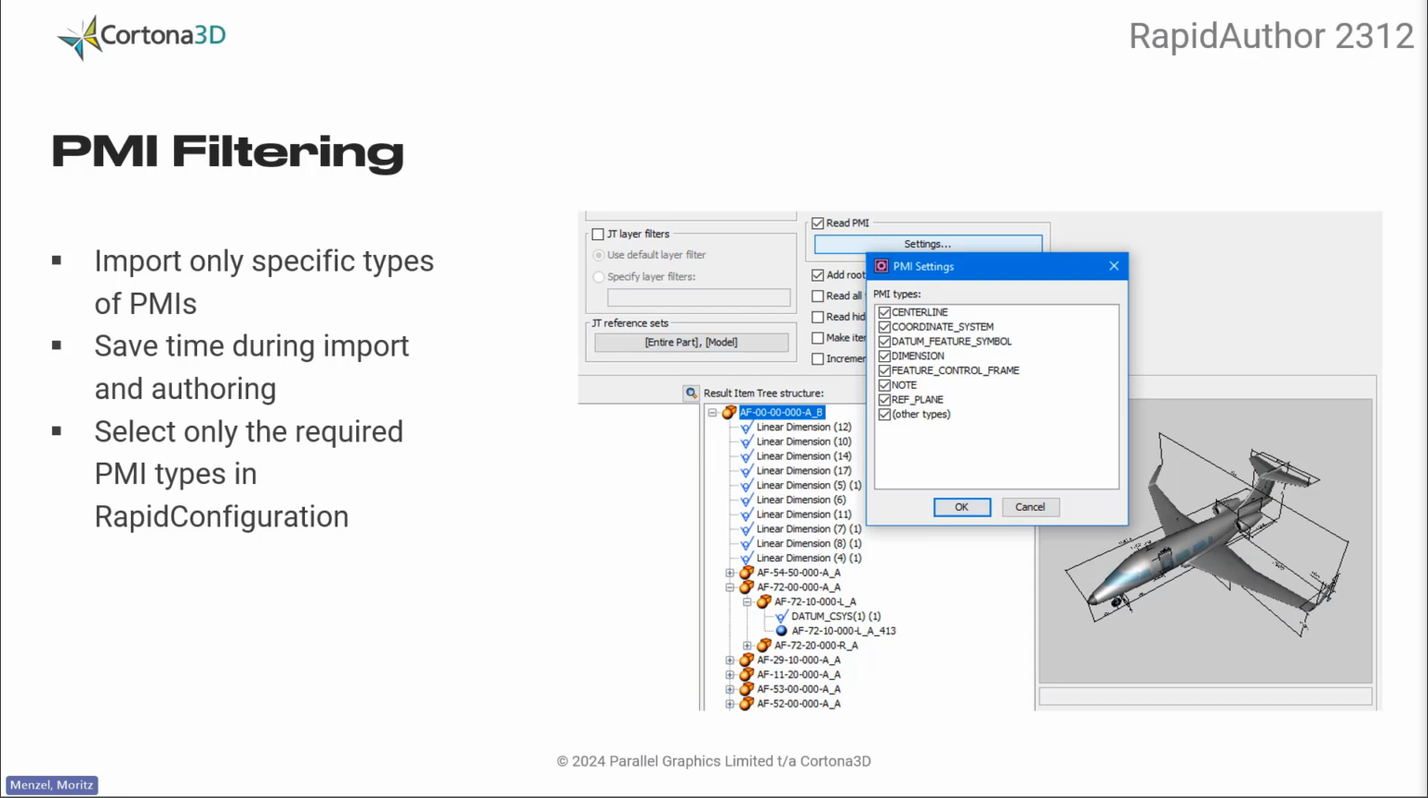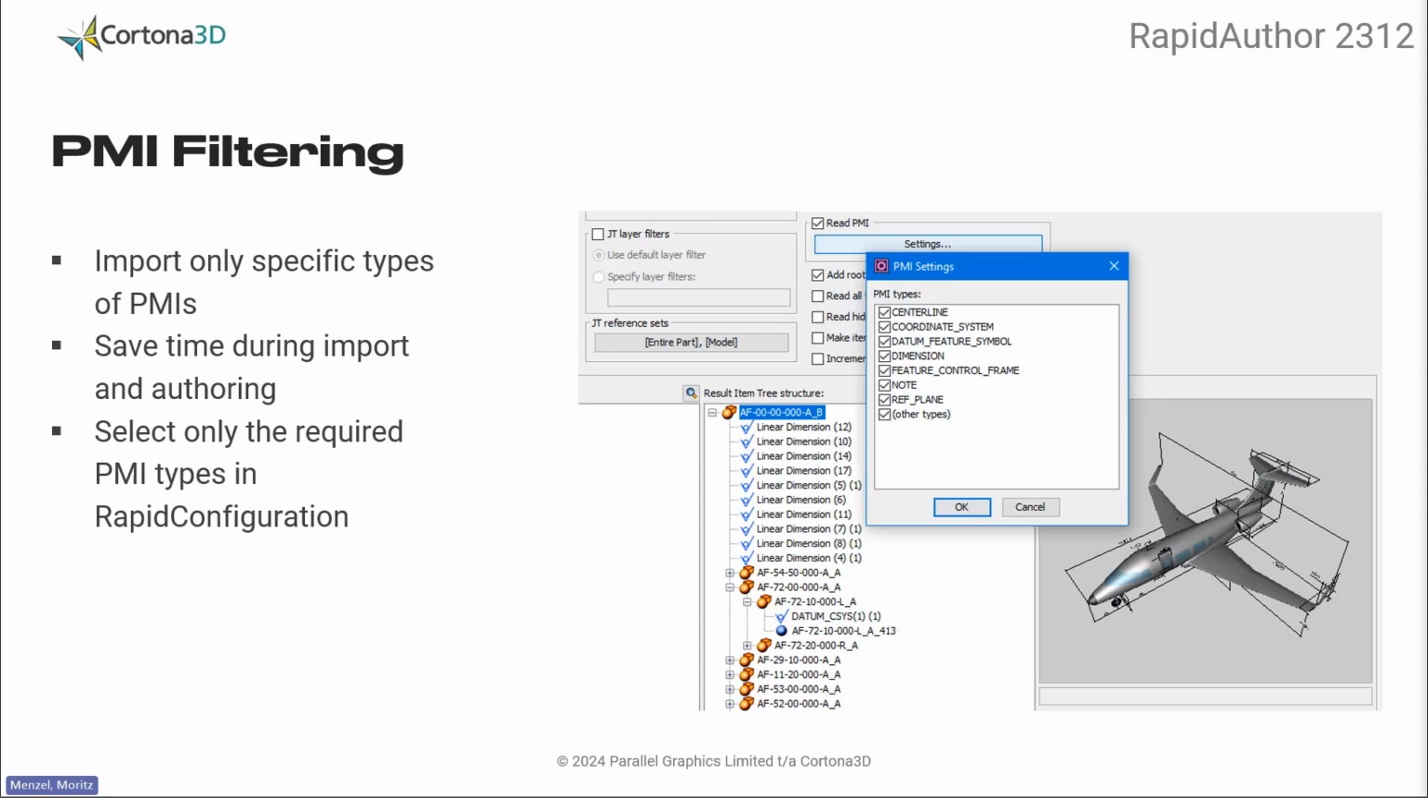Another enhancement of the topic of data import is product manufacturing information filtering upon import. Up until now, PMIs, as we call them, could only be imported in full or not at all. However, we often see cases when customers only need specific types of PMIs, for example, with callouts. And if you were in this situation, you previously had to import all PMIs, which can increase import time substantially. And then during authoring, you had to spend time to remove unnecessary PMIs.